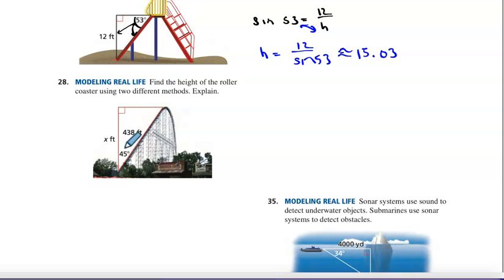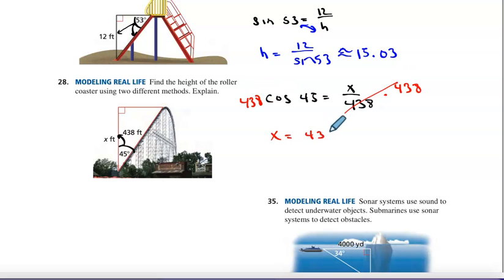28, kind of same concept here. I have an angle. I'm missing the height. This is the adjacent. So if this is the adjacent, then I'm going to do cosine of that angle. Cosine of 45 is equal to the adjacent over 438. This one, the math is a little easier. Multiply both sides by 438, and you get x is equal to 438 times the cosine of 45 degrees, and it's about 309.71.